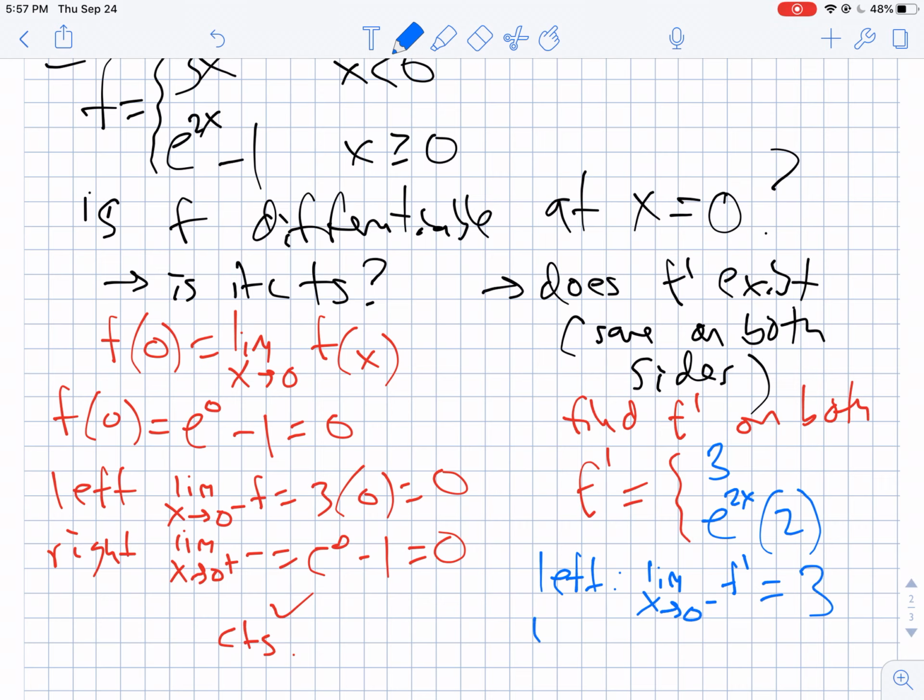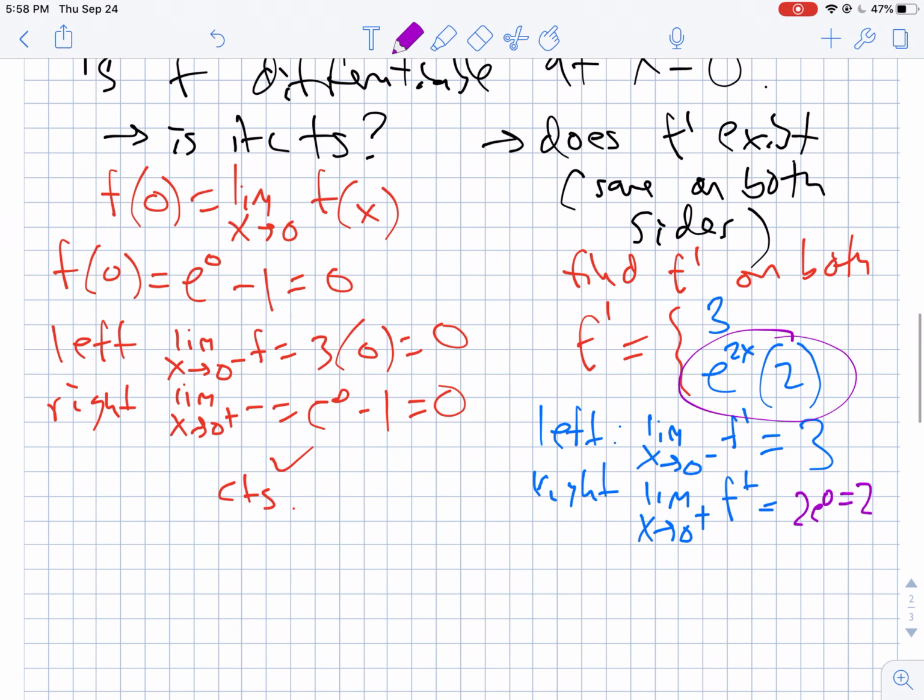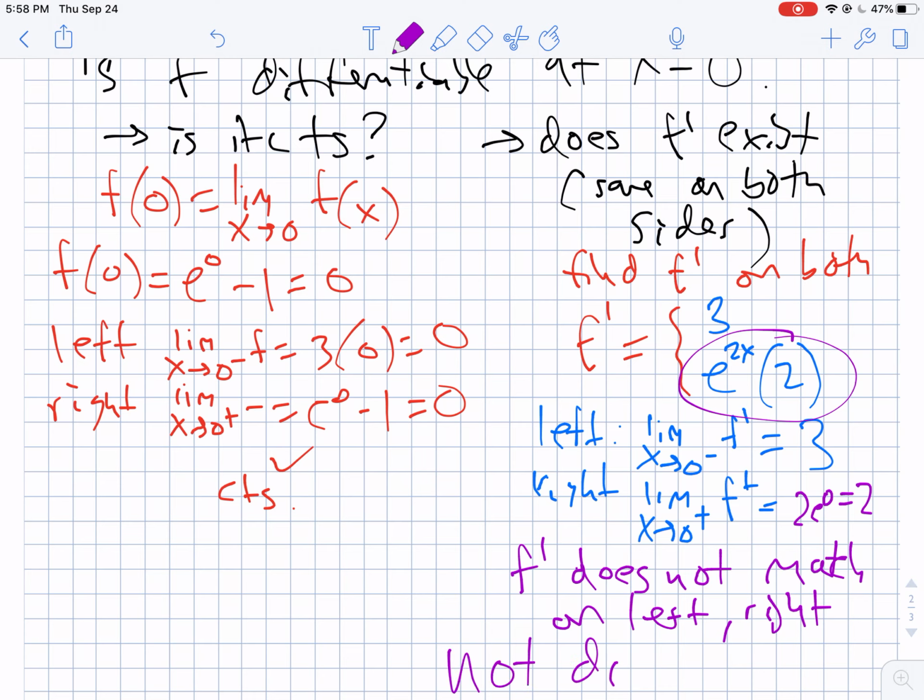But as we take the limit on the right side, as x goes to 0 from the positive side of your f prime, that's using the bottom equation right here, so that just goes to 2e to the 0, which is 2. So what we say here is the f prime does not match on the left and the right. And because f prime does not match on the left and the right, that means f prime doesn't exist, so this is not a differentiable function. It has to be continuous and the derivative has to be the same in order to make that work.